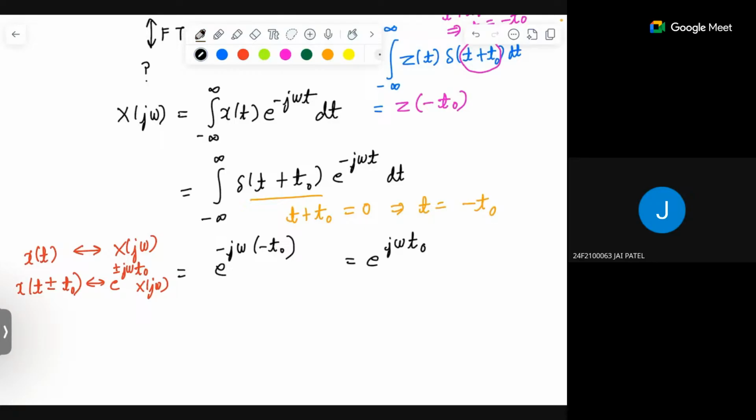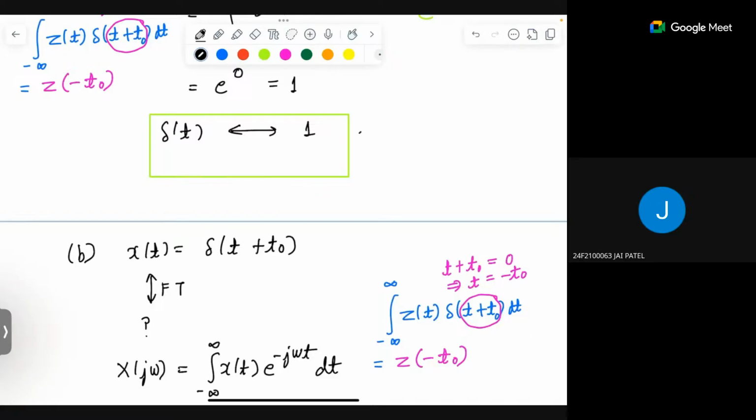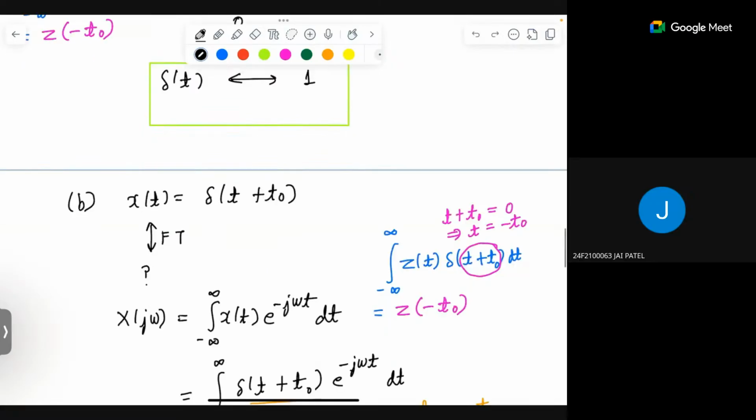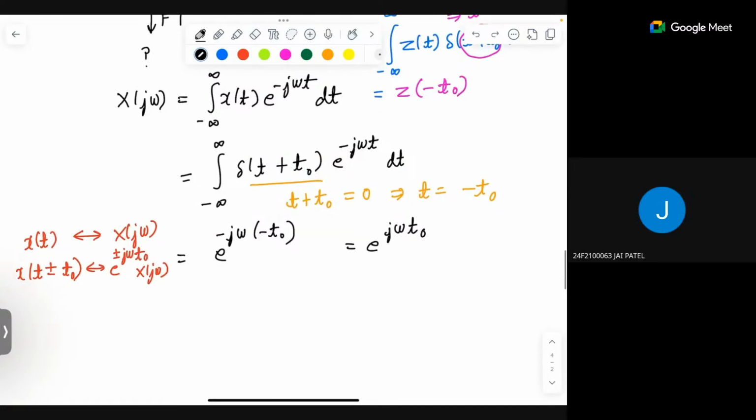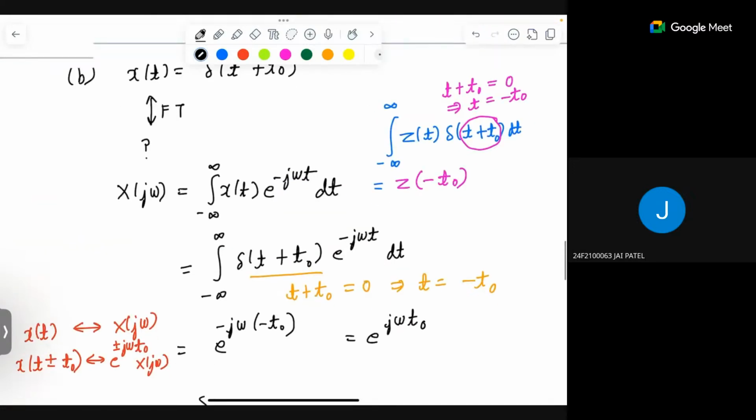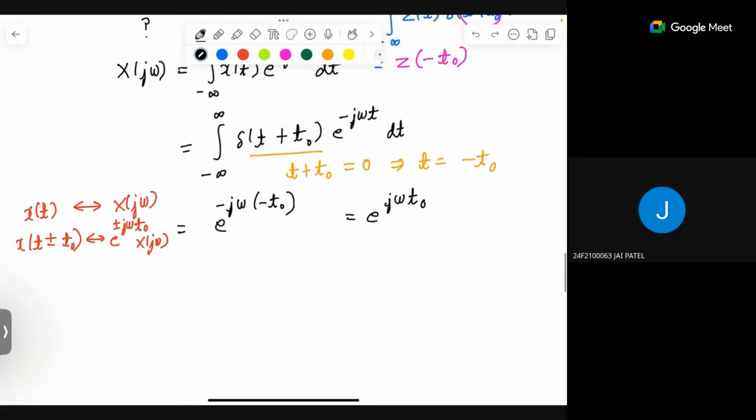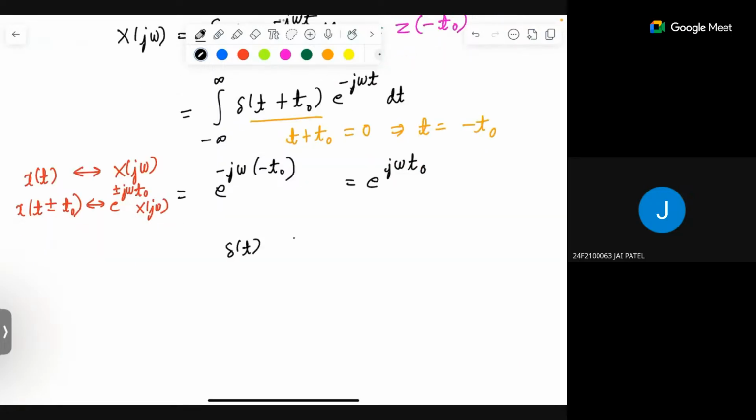So, if we use the same property, for delta t we had the Fourier transform to be 1, right? Now I'm shifting it. I'm making it delta of t plus t naught. Delta t had the Fourier transform 1. Delta of t plus t naught will have this same term e raised to the power of j omega t naught into 1, which is e to the j omega t naught. Did you understand this?